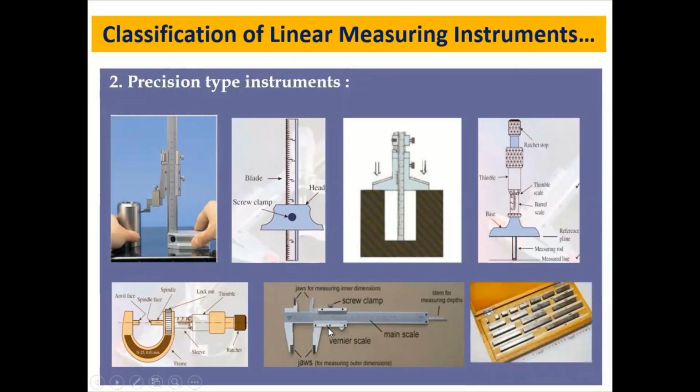The slip gauge is also an example of a precision instrument. As we know, the slip gauge will act as a master piece or a reference. We can check even the accuracy of other instruments also. So this is all about the precision type of instruments.